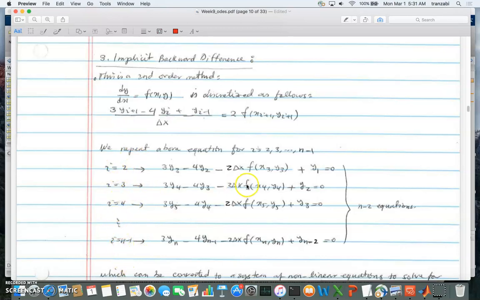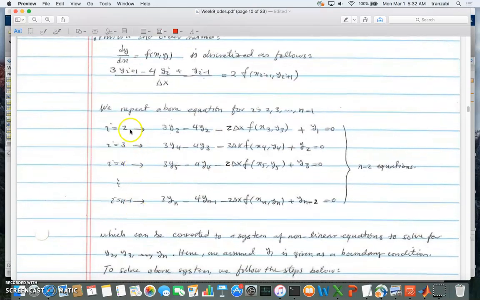For every i we put in here, we rewrite the equation. Let's say for i equal 2, we get 3y3 minus 4y2 plus y1. Okay, and then this is taken to the left side, so it's minus 2 del x times f of x1, y1. Well, I start from 2, right, so it should be 3. So minus 2 del x f of x3, y3. That's exactly what we have here. You can continue doing this by plugging i equal 3 all the way to the end.